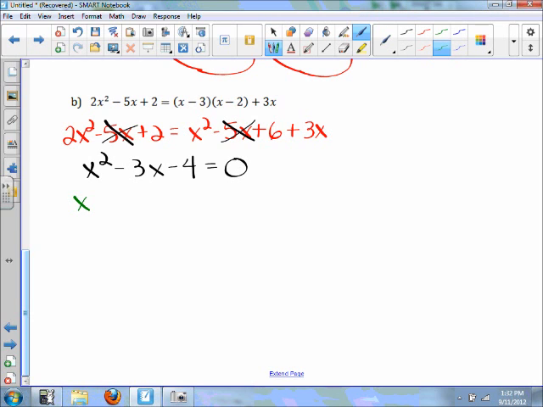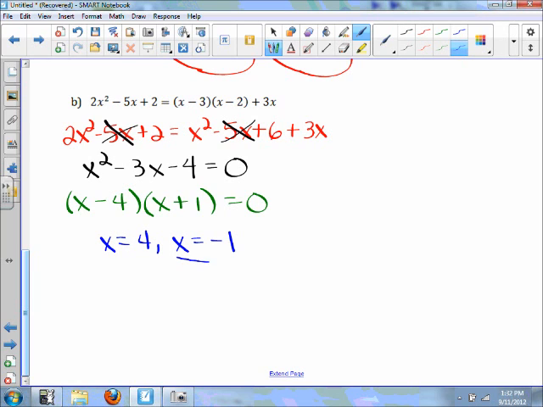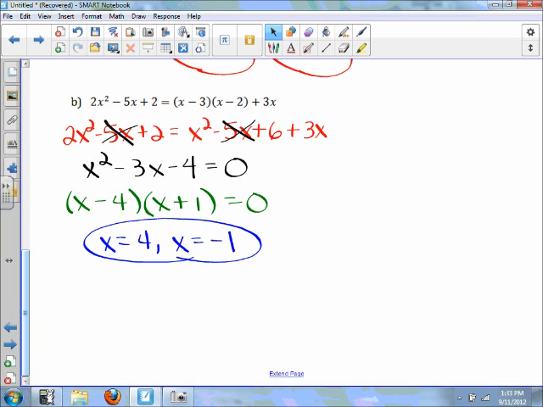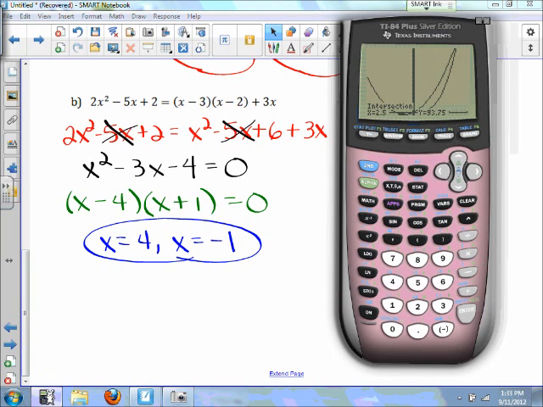If you were to factor this, we have x minus 4 and x plus 1 equal to 0, which means x will equal 4, x will equal negative 1. There's your answers. So again, if we were to graph this, I'll solve it by using these here. So we'll have 2x squared minus 5x plus 2. We'll have x minus 3, x minus 2, plus 3x.